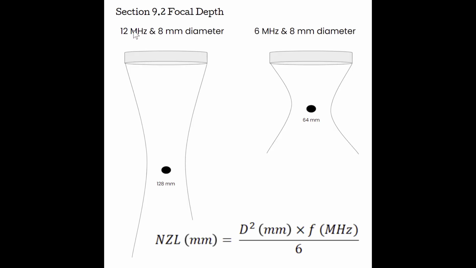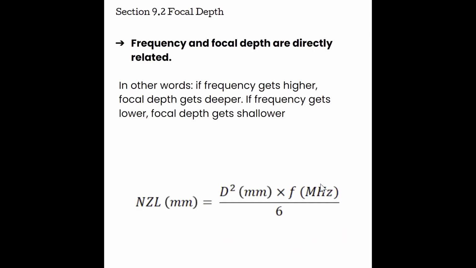Our high frequency transducer has a deep focal depth. The low frequency transducer has a shallow focal depth. When this number increases, this number should increase. When this number decreases, this number will decrease. But frequency isn't the only thing on the numerator side.